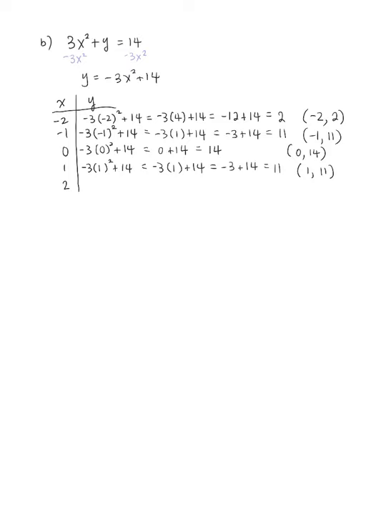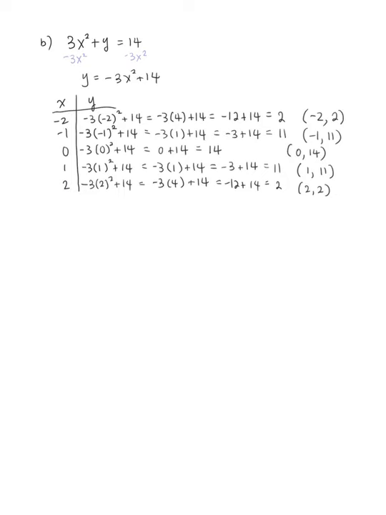Okay, and then when x is 2. So you're going to have negative 3 times 2 squared plus 14. So that's negative 3 times 4 plus 14. So that's negative 12 plus 14, which is 2. So it looks like we're going to have 2 comma 2.